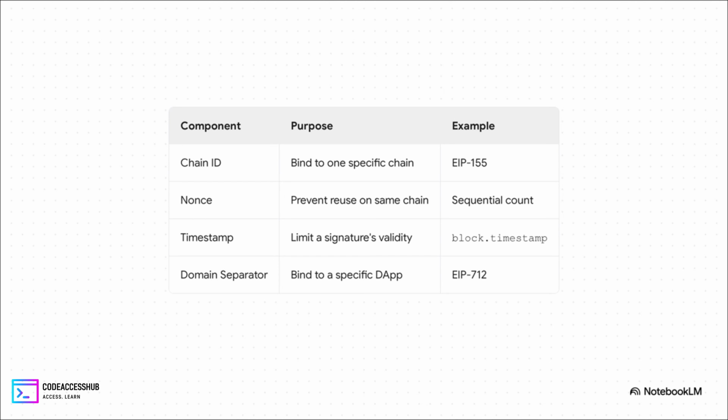And we build that context using a few key tools. A chain ID basically locks a transaction to one specific blockchain, so it can't be replayed on another. A nonce, like we talked about, stops it from being replayed on the same chain. You can even use a timestamp to make a signature expire after a few minutes. And a domain separator links a signature to one and only one smart contract.